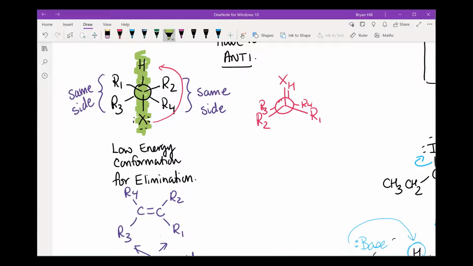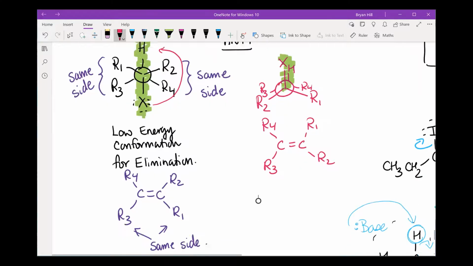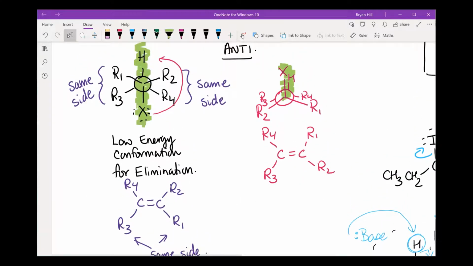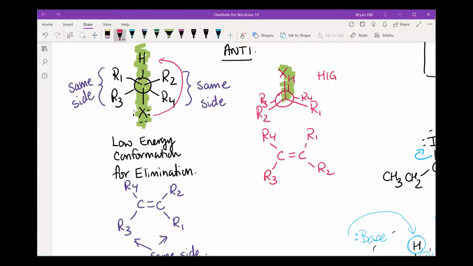And now the two are lined up because they need to be lined up, because those two sigma bonds are going to be converted into p orbitals to make the double bond. And in this case, the geometry is going to be opposite, right? Now the R1 and the R4 are on the same side, and the R2 and the R3 are on the same side because you had to do this rotation. So this is high energy. It's less likely to occur.